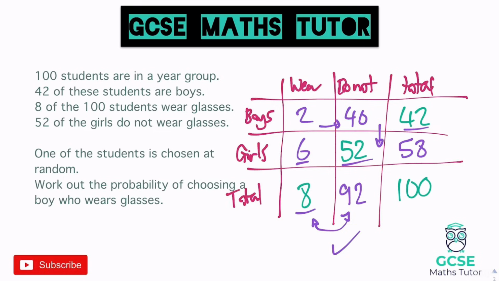Now it says, work out the probability of choosing a boy who wears glasses, and one of the students is picked at random. Well, 2 of the boys wear glasses, so that would be 2 students out of the 100 students that we've got here. You don't have to simplify that, but just a quick note, it could have said in the wording here, rather than saying one of the students, it could have said one of the boys. Now if it had said it, maybe it had picked one of the boys, then that would have been out of 42, so it would have been 2 over 42. But it just depends on what the wording says, so it does say one of the students, it doesn't dictate whether it's boys or girls, so it's out of 100.